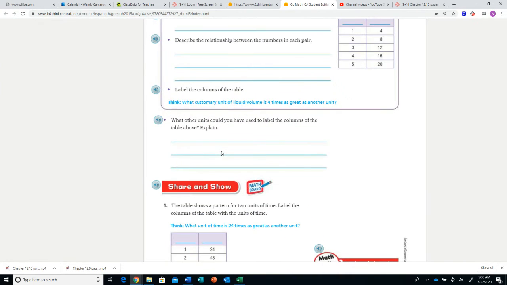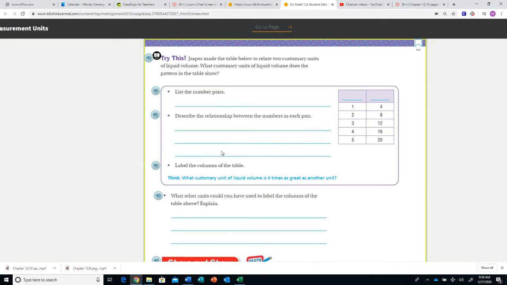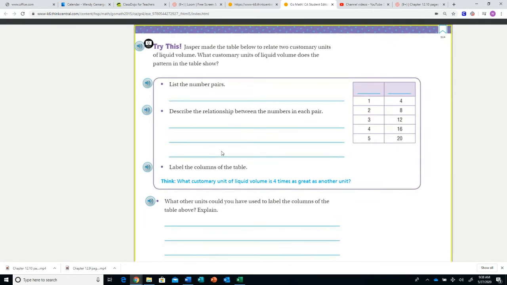All right, try this. Let's see if I can get all the way down to the share and show. They kind of look like they might be related.